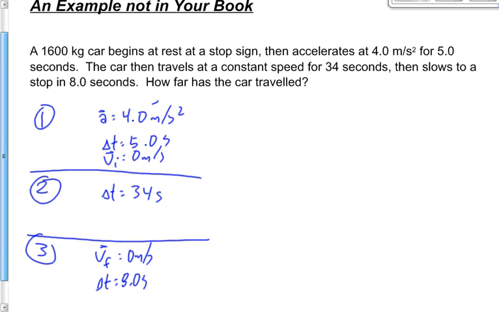Okay, we want to find the total displacement. Remember, when we have more than one displacement, we add them together. So let's get the displacement in stage 1. Let's get the displacement in stage 2. Let's get the displacement in stage 3, and then let's add them together.